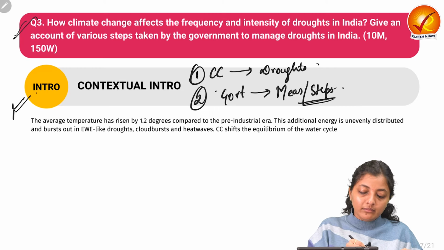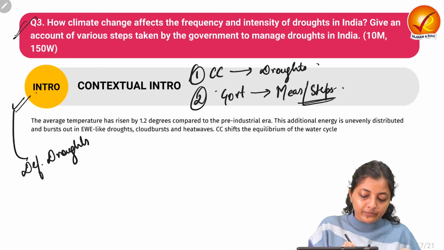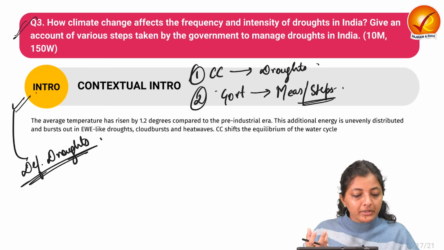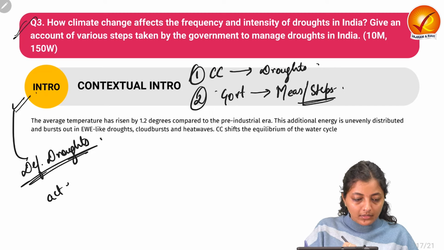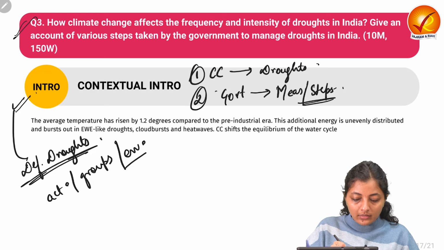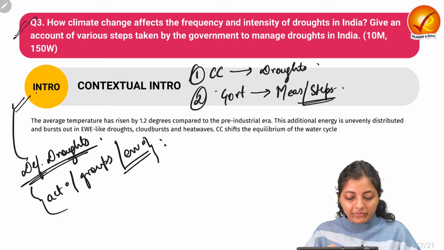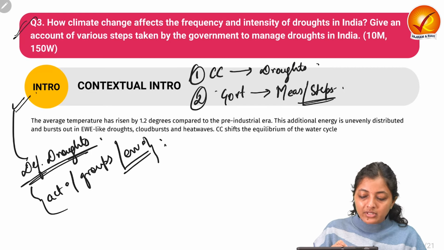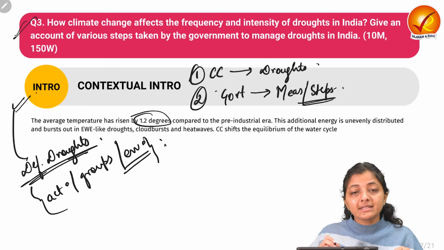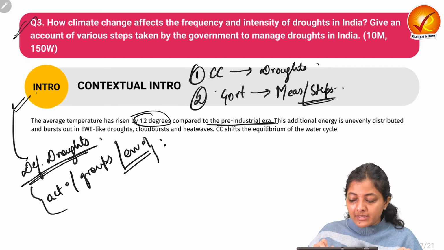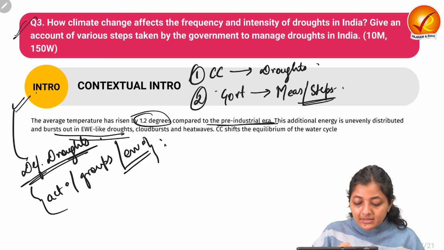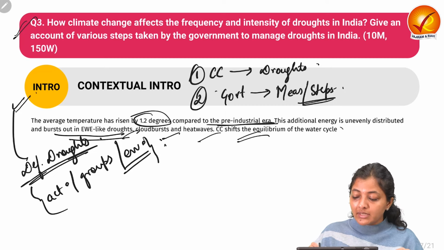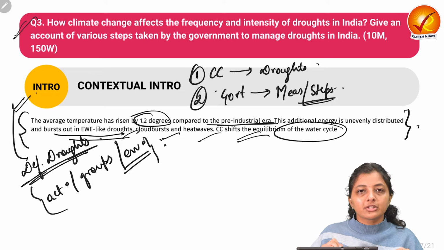So in the introduction you can write about the definition of droughts: a deficiency of precipitation over an extended period of time which results in water shortages for various activities, groups or the environmental sector. So this way you can start with the definition, or you can also talk about the context that the average temperature has risen by 1.2 degrees Celsius as compared to the pre-industrial era. So this additional energy is unevenly distributed in the atmosphere and it bursts out in extreme weather events sometimes like droughts, cloudbursts and heat waves, because climate change has shifted the equilibrium of the water cycle. So this way you can start the introduction.